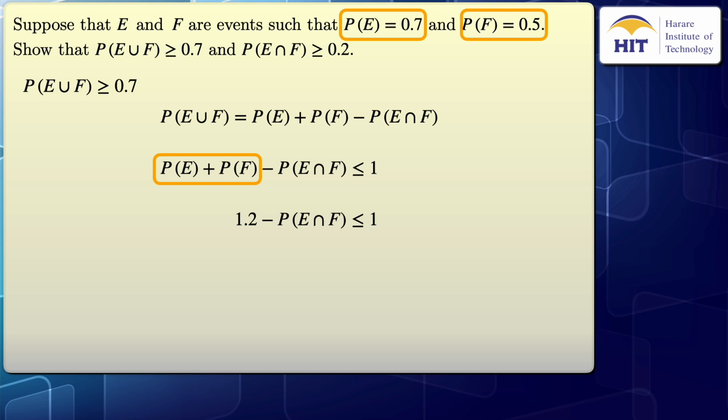And then we can just put this probability of E intersection F on the right hand side there. Then the 1 we put on the left so that we would have 1.2 minus 1 is less than or equal to the probability of E intersection F. 1.2 minus 1 gives us 0.2. So our expression becomes 0.2 is less than or equal to the probability of E intersection F. Then just rewrite this inequality as the probability of E intersection F is greater than or equal to 0.2, which is what we are required to show.